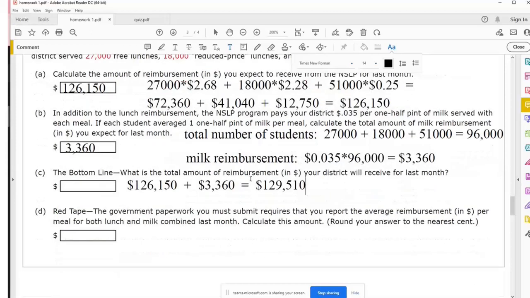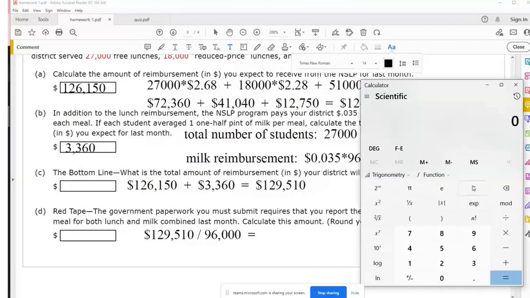And then the last part of the question says, what's the average amount of money you're getting per student from the federal government? To calculate that, all you need to do is take the total amount of money we're getting, the meals plus the milk, $129,510 from the federal government, and then divide that by the number of students in your school. For my problem, there's 96,000 students. That splits up the total amount of money we get per student, right? That's what division does. It splits it up into groups.